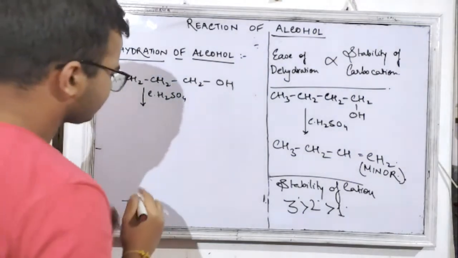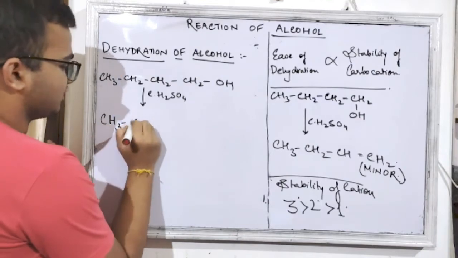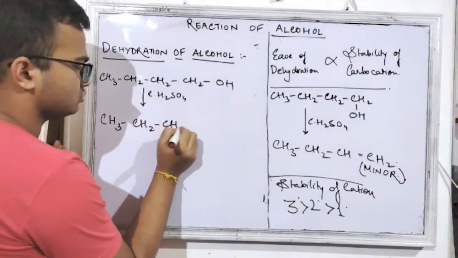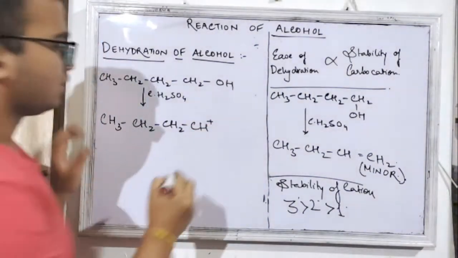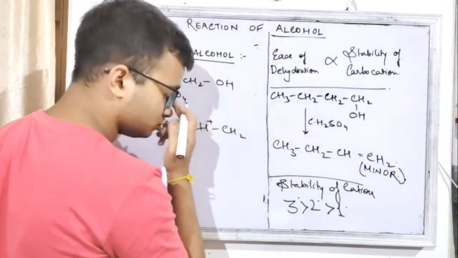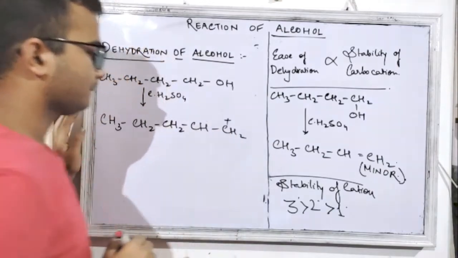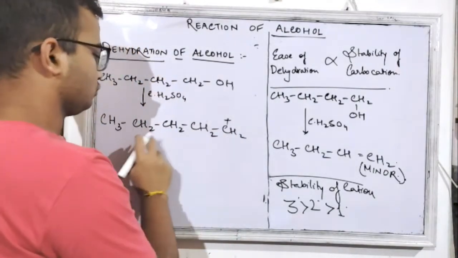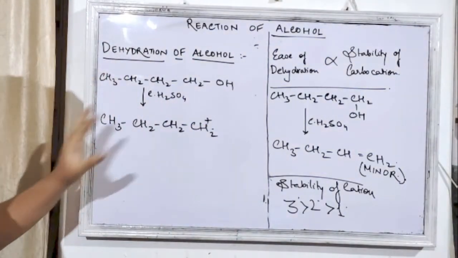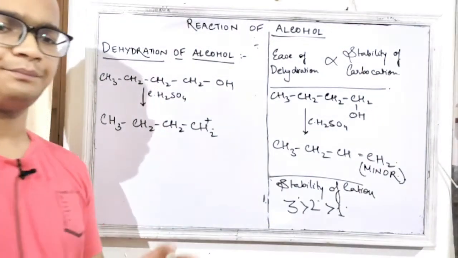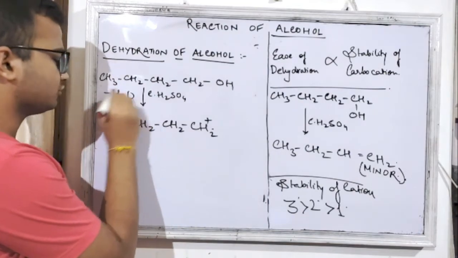So as a result of this, we get this as an intermediate: CH3, CH2, CH2, CH2 plus. I'm sorry, here it will be CH2 plus, right? Because one hydrogen is coming out, taking the electron as water, so you can also write here minus H2O. Water is coming out.